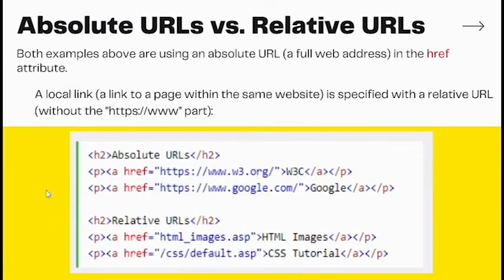So now we're talking about absolute URLs versus relative URLs. Absolute URLs use a full web address. A local link, a link to a page within the same website, is specified with a relative URL without the https part. So the absolute one is the complete full web address with https, while the relative one doesn't have the https and www part. Okay, so see the difference now.